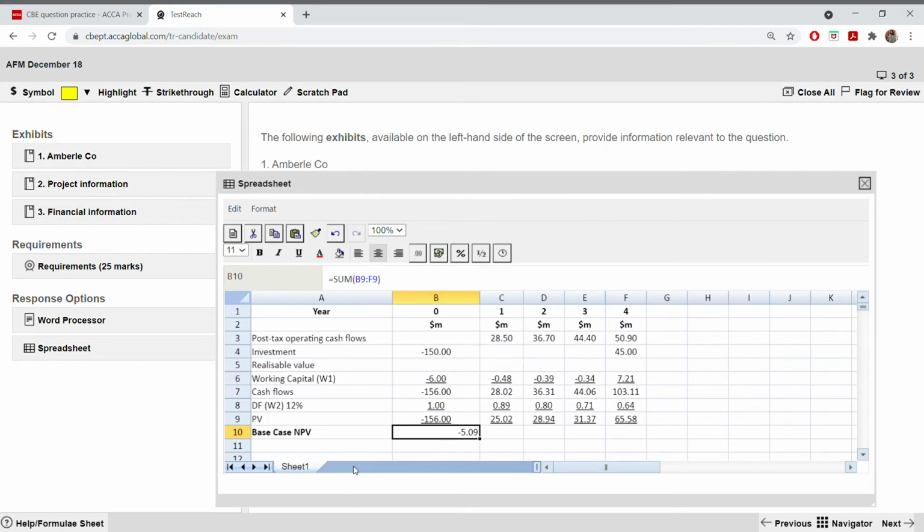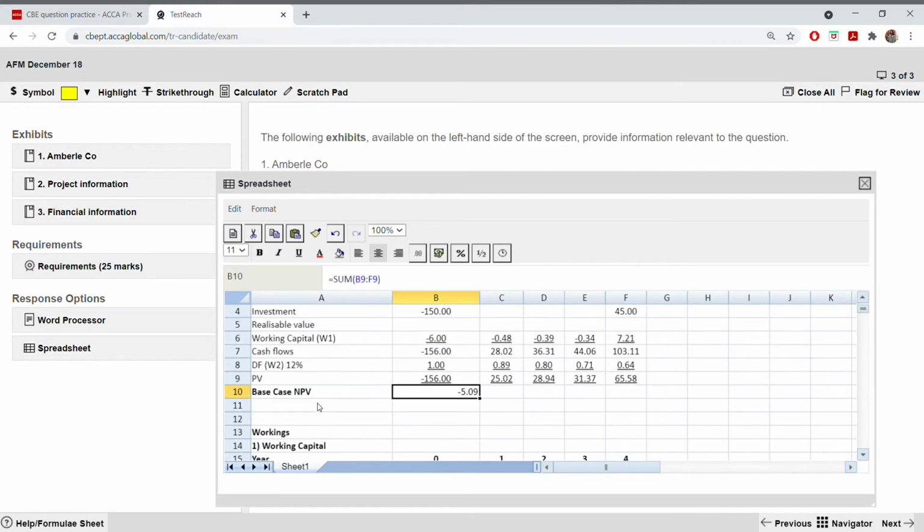Okay, so if you see, their base case net present value is negative. Whenever you get this negative, I will put a cell color. What am I going to write? It's better that you write this sentence. Base case net present value is negative. You can even write the amount also, 5.09 million. Okay, it will be $5.09 million.